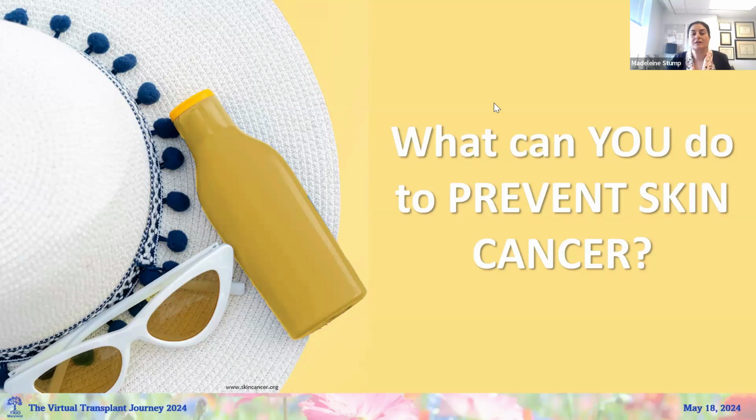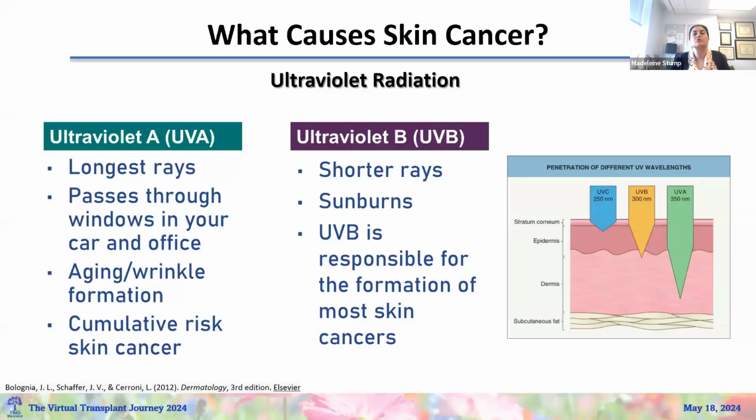So this section is what can you do to prevent skin cancer from forming? I think, in order to be able to protect yourself, you need to know what causes skin cancer. And the answer is UV radiation. Ultraviolet radiation comes from the sun. It is arbitrarily divided into 3 different types of rays based on their length.